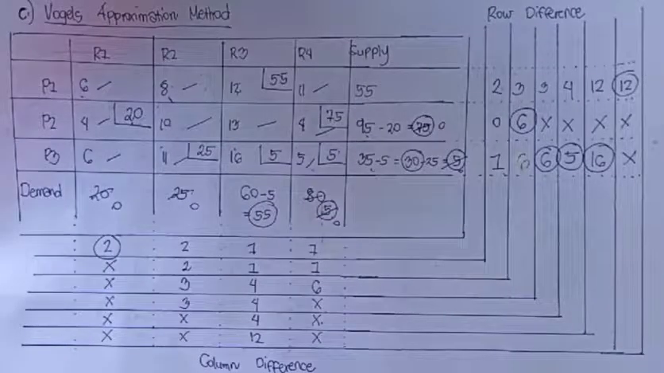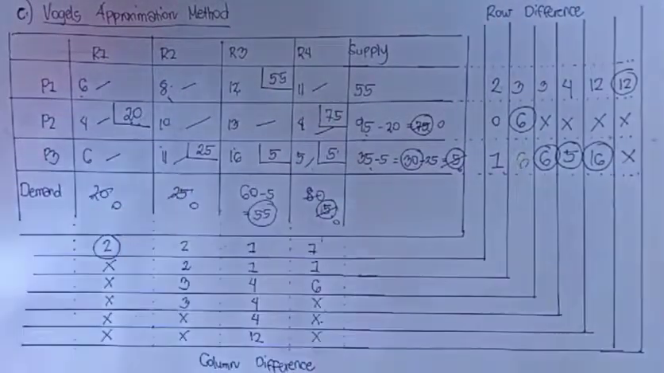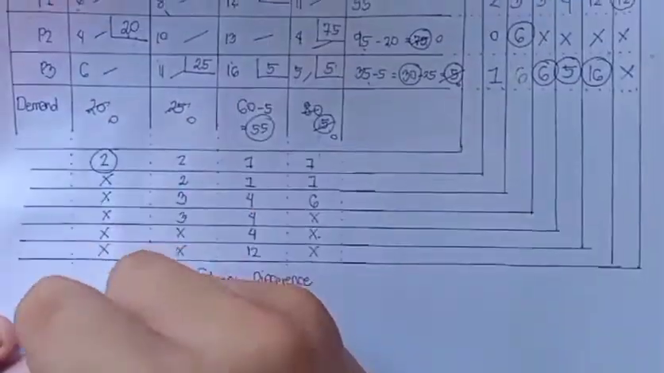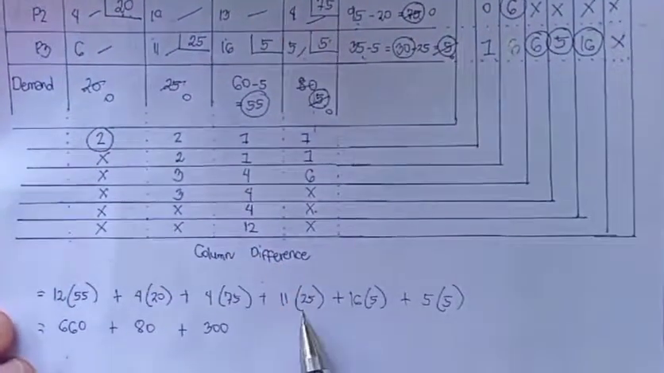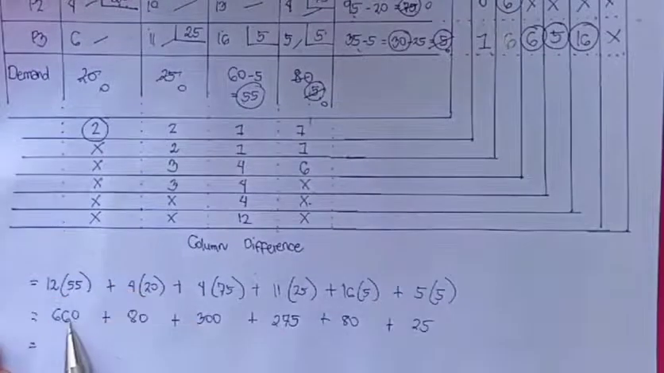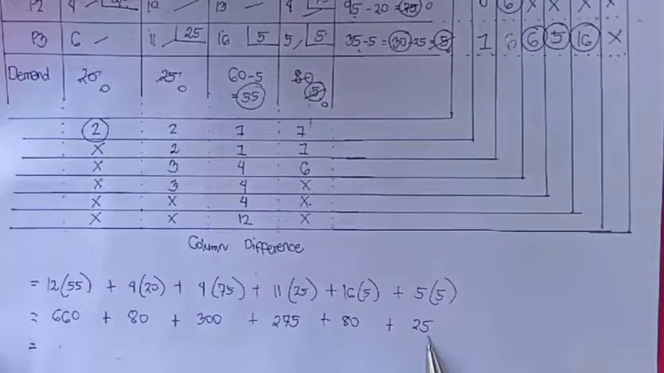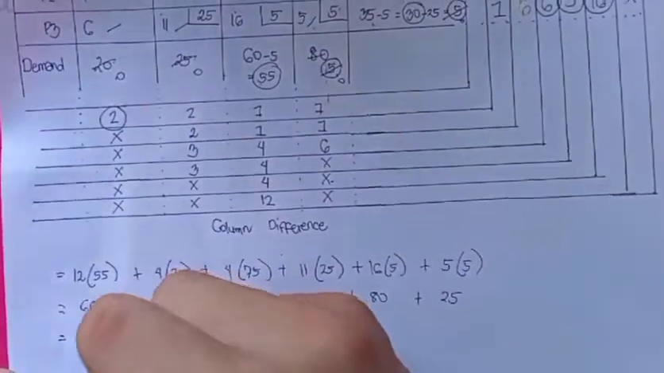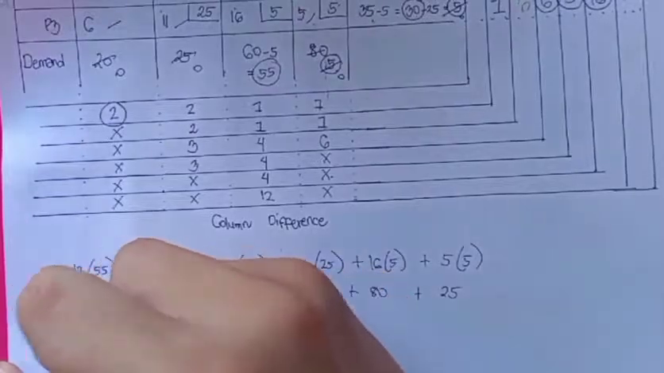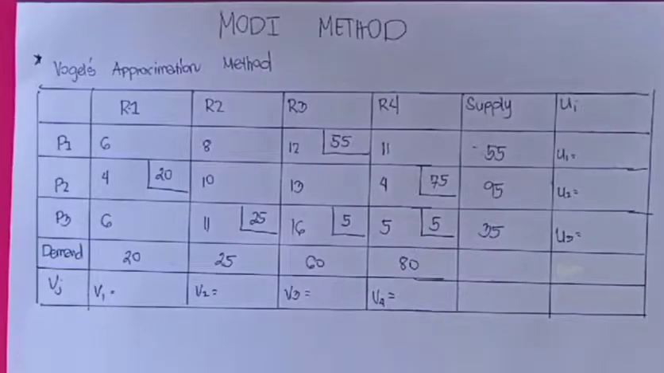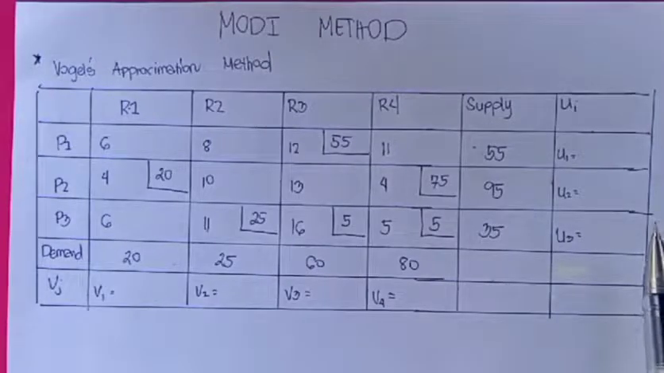Now let's calculate the total cost of delivery for the initial solution in Vogel's approximation method. $660 plus 80 plus 300 plus 275 plus 80 plus 25 is 1,420. Now we will test its optimality using the MODI method, also known as the UV method.